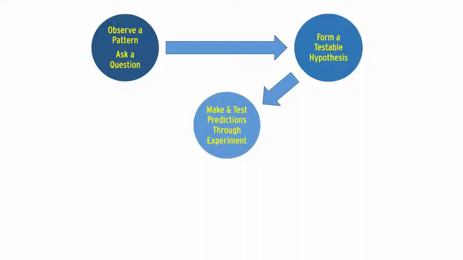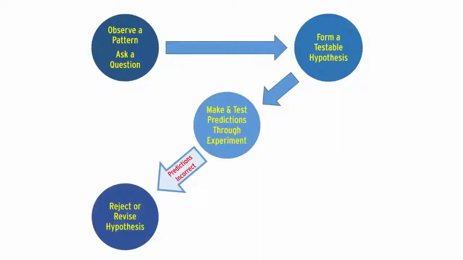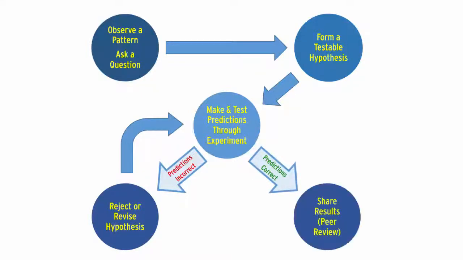Our experiments may or may not verify our predictions. If our predictions prove to be incorrect, we have to go back and reject or revise our hypothesis and its predictions and then repeat the testing. If our predictions prove to be correct, we can temporarily accept our hypothesis and communicate its results, usually through peer review. Let's look at the following narrative example that illustrates some of these key steps.